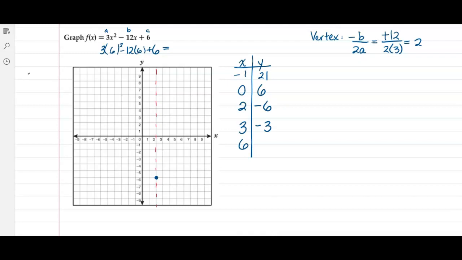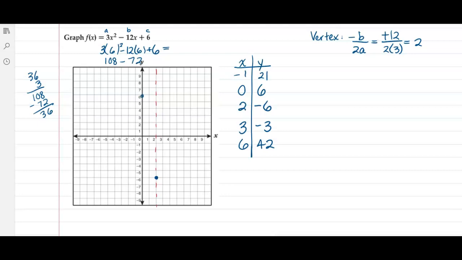36 times 3 is 108, minus 72 is 36, plus 6 gives me 42, another point that's not going to fit on my graph. But let's plot the ones that we can.